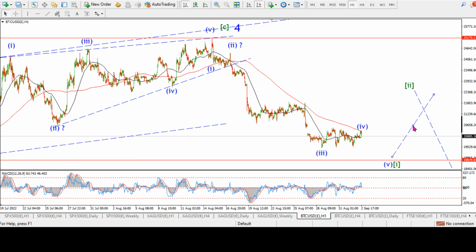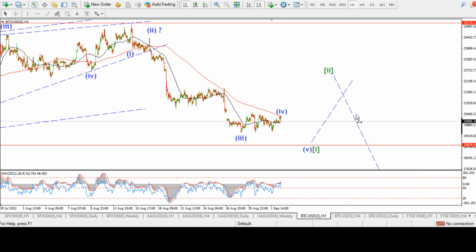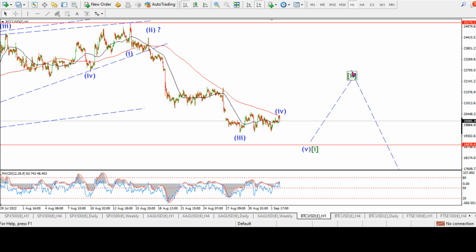There will be a reasonable rally, I think, in Bitcoin coming up, probably towards the end of next week. Three waves up in wave 2, and I'd be looking above 20,000 again, so above 22,000 probably for wave 2. But then wave 3 will come, and hold on to your boots at that point.